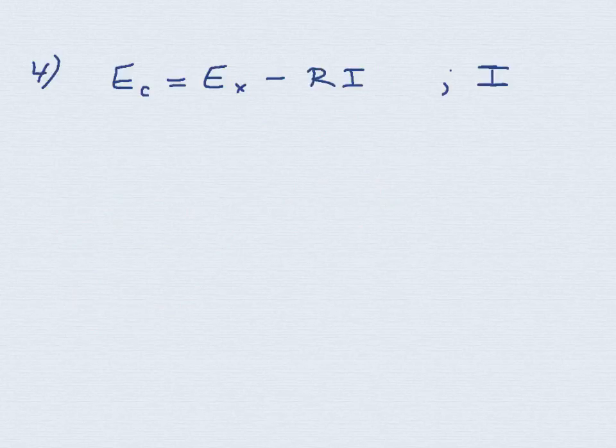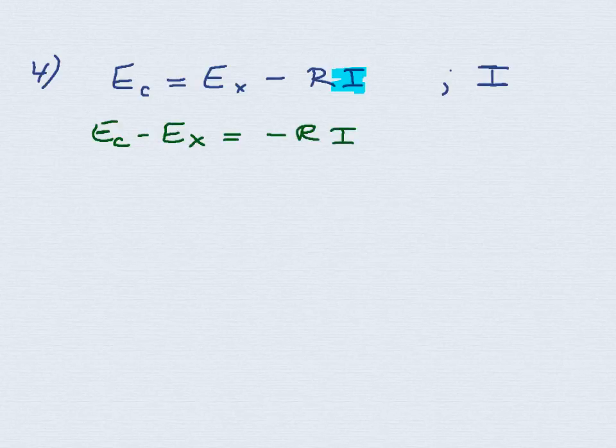And the last question, to solve for I. You'll notice that I right now is in a term that is both negative and with an R. So the first thing you ought to do would be to get rid of the EX. Bring it over the other side and get it semi-simplified. So EC minus EX would equal a negative R times I. You're going to want to get rid of both the R and the negative sign.